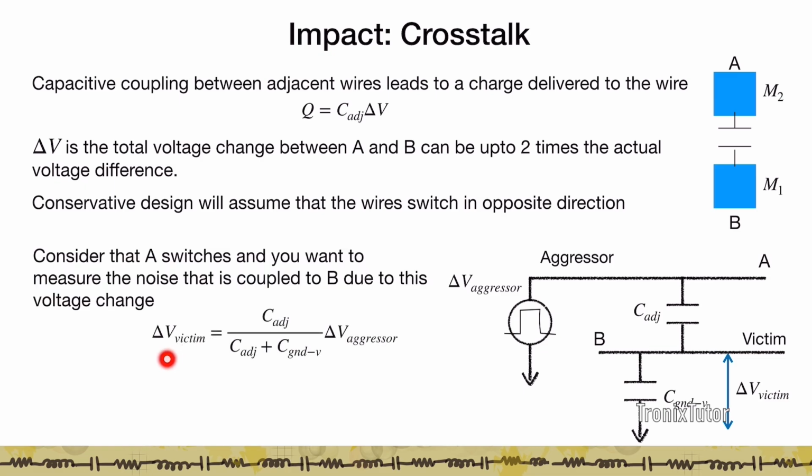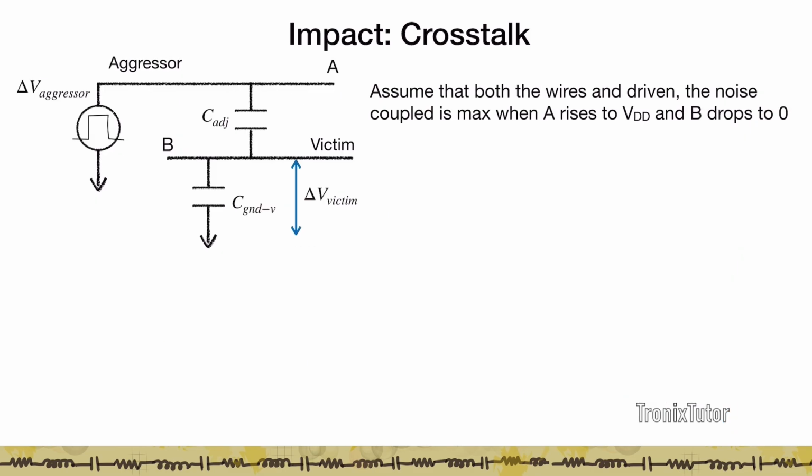In that case, this is given by a simple capacitive division, and I see that the delta V of the victim is nothing but C adjacent divided by the total capacitance of B times the aggressor delta V. Normally this ratio dictates how much of the voltage is going to be coupled to the victim. It is a function of the adjacent capacitances. So if I separate the layers between M1 and M2, I'm going to reduce this crosstalk. But if I separate these two layers, I make the stack taller, which makes it hard to create vias, etc.